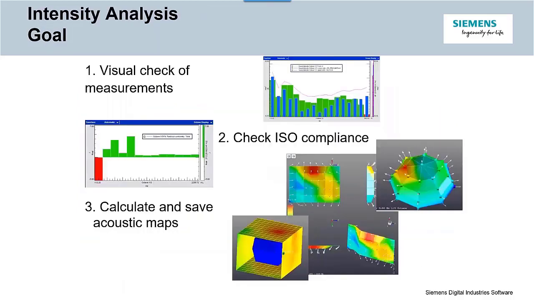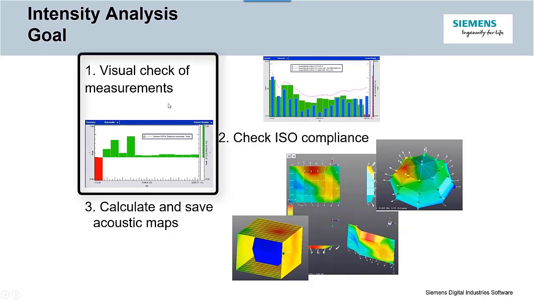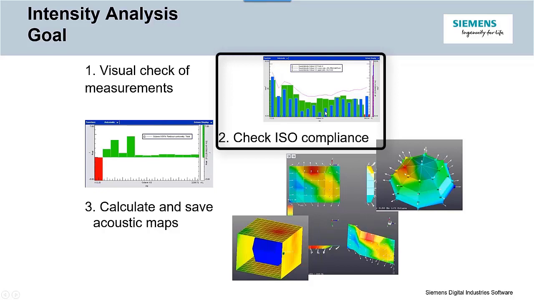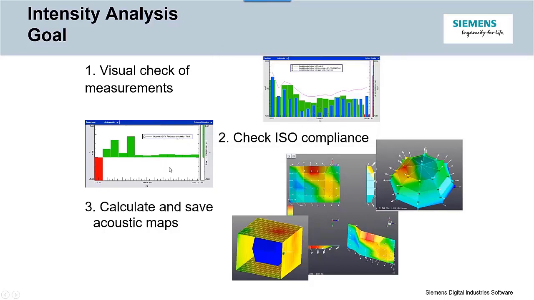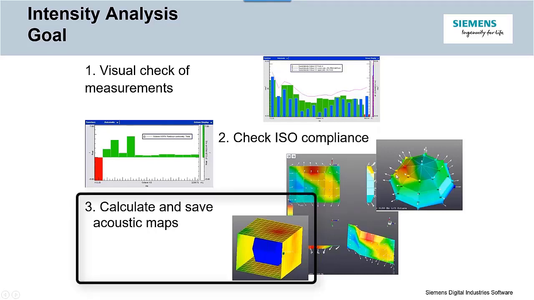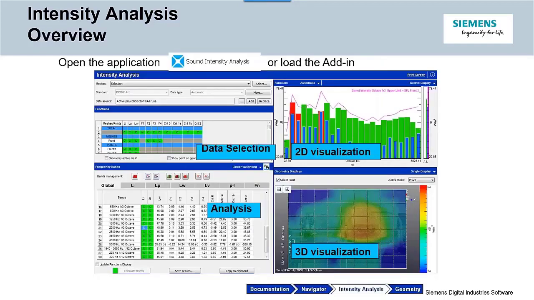Once you measure this data, then we go through the sound intensity analysis, where you can do this visualization of the data measurements to check the data quality. And you can check whether the data is compliant with the ISO standards. The field indicators are calculated automatically. And then you'll also be able to generate these acoustic maps to identify the hotspots and do the sound power calculations. So this intensity analysis worksheet is broken down into 4 areas.